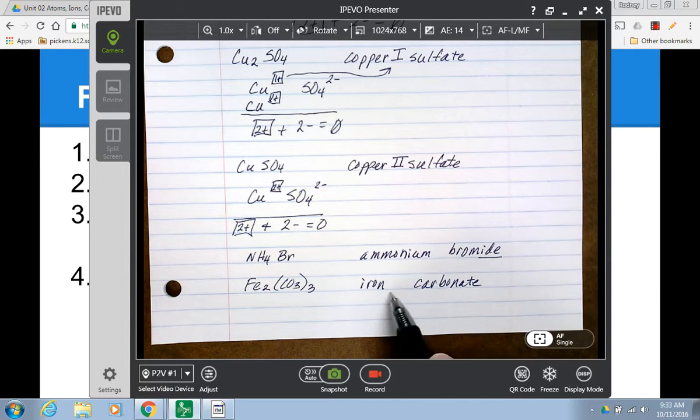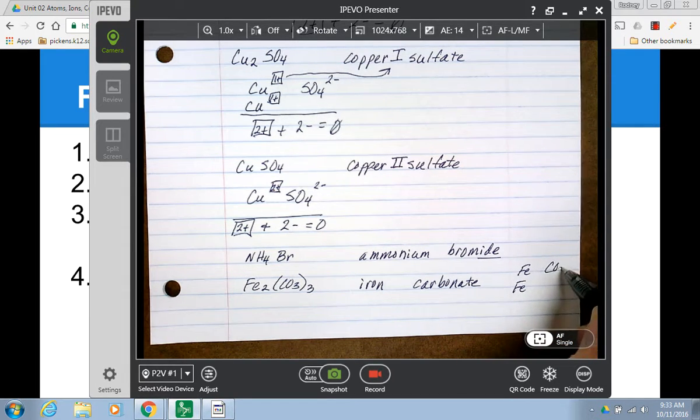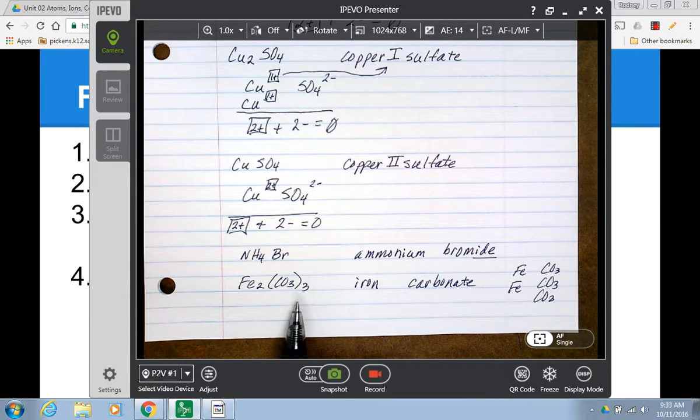We need to figure out what's going to be the Roman numeral. So we're going to write down Fe, Fe. Then we're going to write down CO3, CO3, CO3, because we're shown that we have 3 CO3s, so 3 carbonates, and we have 2 irons.